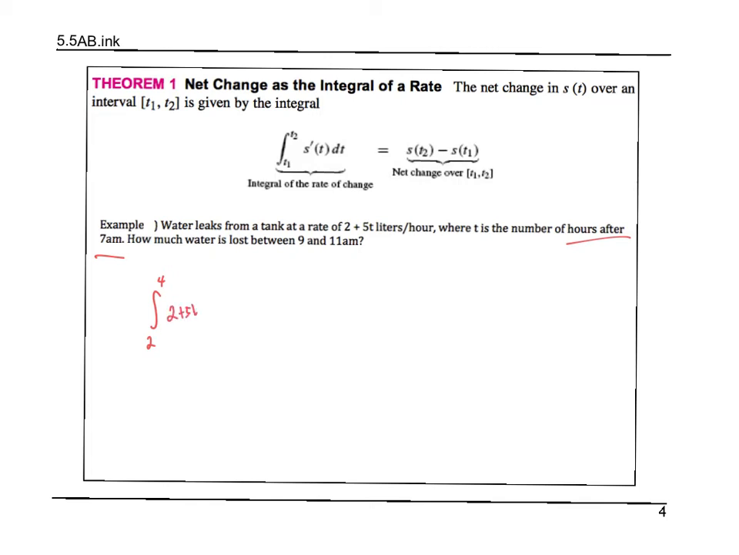We integrate the rate, the velocity, essentially. Again, you can do it by hand, or you can put it in calculator and do math 9. So 2t plus 5 halves t squared from 2 to 4, evaluated will come out as 34 liters over a 2-hour time period. Okay, a couple more examples here in this lesson.